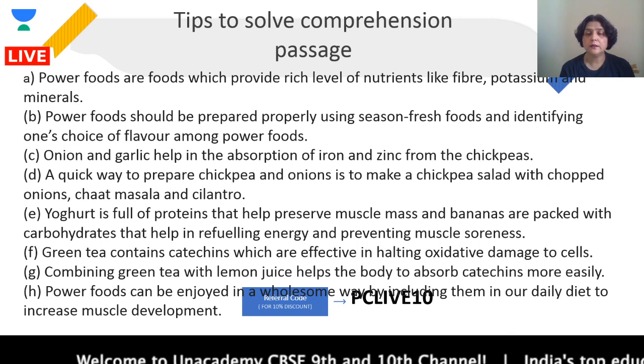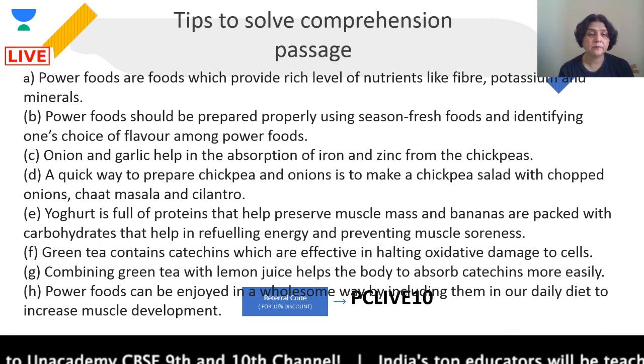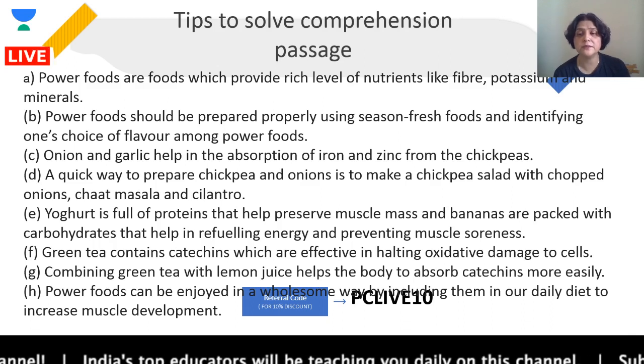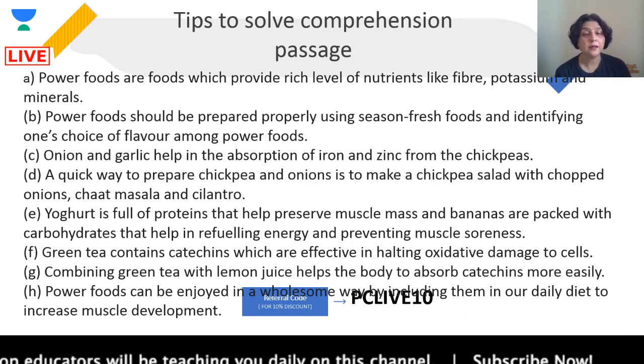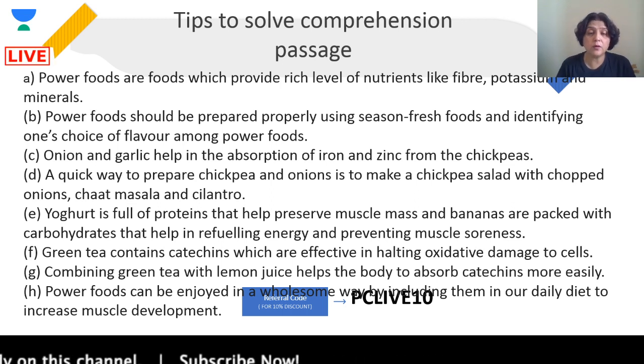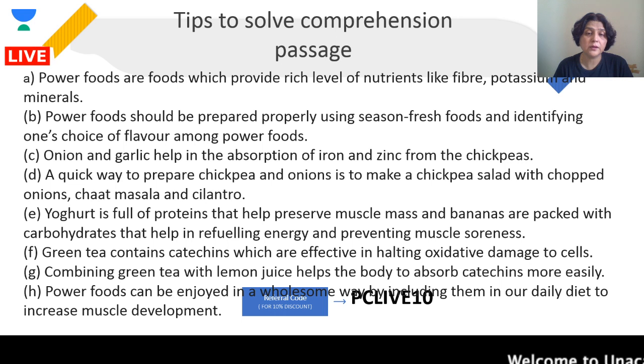How is green tea beneficial? It contains catechins which are effective in halting oxidative damage to cells. How is the combination of lemon juice with green tea helpful? When we combine green tea with lemon juice, it helps the body to absorb catechins more easily.